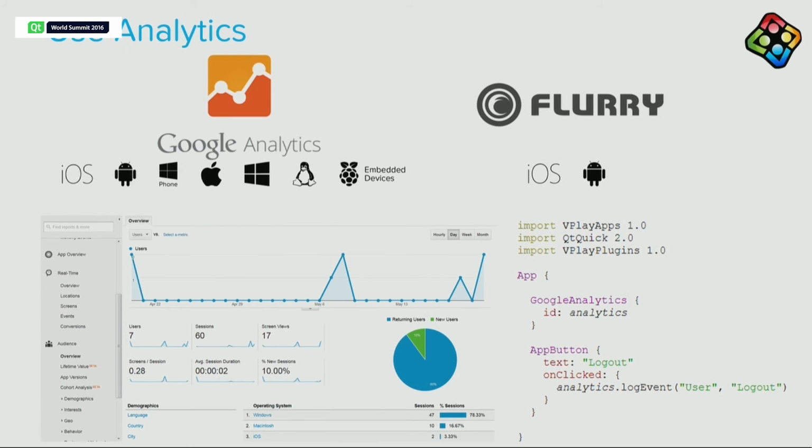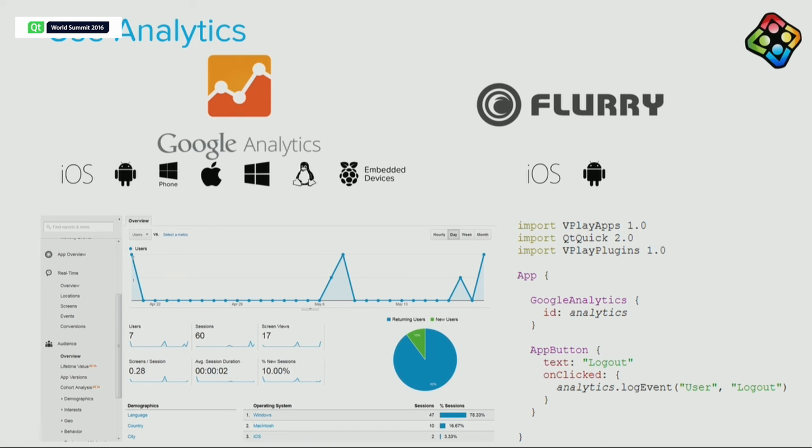And lastly, to measure all of these steps that you've done, use analytics from day one, because you especially don't want to miss the analytics from your very first and early users. So at the moment, there are 2 analytics plugins that we're offering, Google Analytics and Flurry. Google Analytics is not only for iOS and Android, but for all platforms supported by Qt, so it even runs on a Raspberry Pi or on desktop platforms. Flurry is for iOS and Android only.